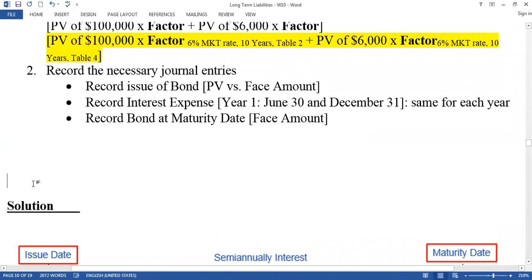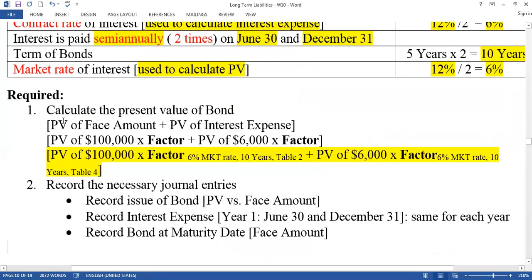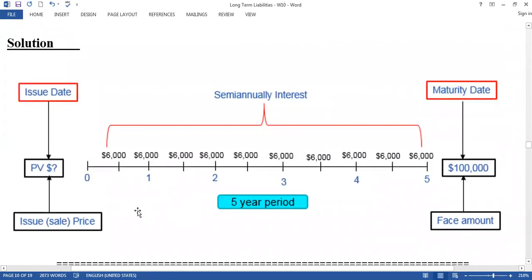Now, based on this question, I draw this diagram. The first question is here: calculate the present value of the bond. If I draw the diagram, my question is: what is the present value of this bond today? And this is the diagram.